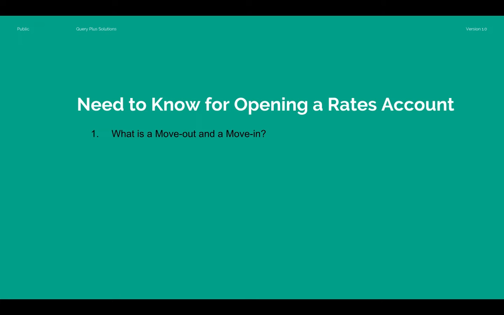The move out is when the previous owner closes or finalizes their account. That's the move out, so they're moving out of council. Then those services are finalized or closed, and then transferred to a new account, and that's the move in. Some people are not aware, but you cannot close without opening. That's why at Query Plus, we charge one fee for both services, because they cannot be done independent of the other. So that's good to know.